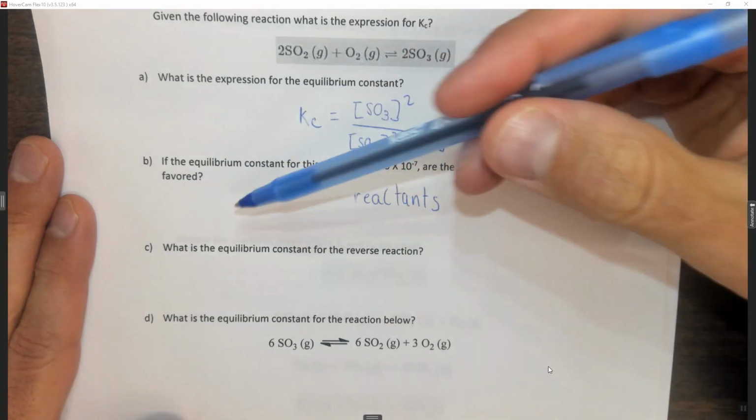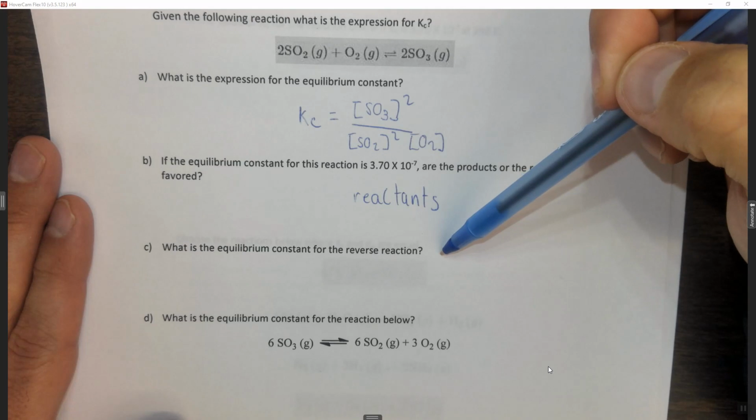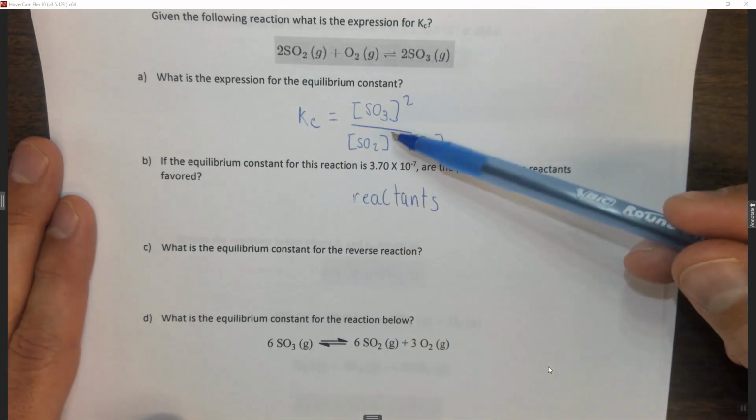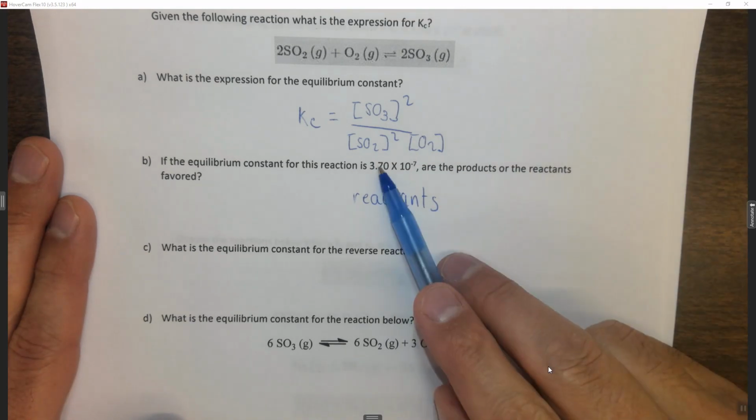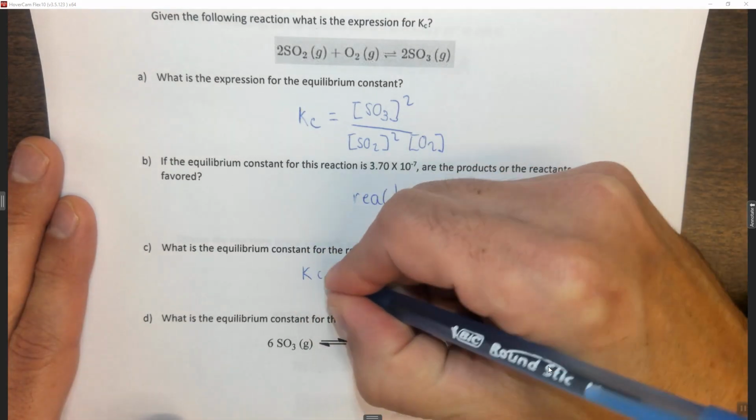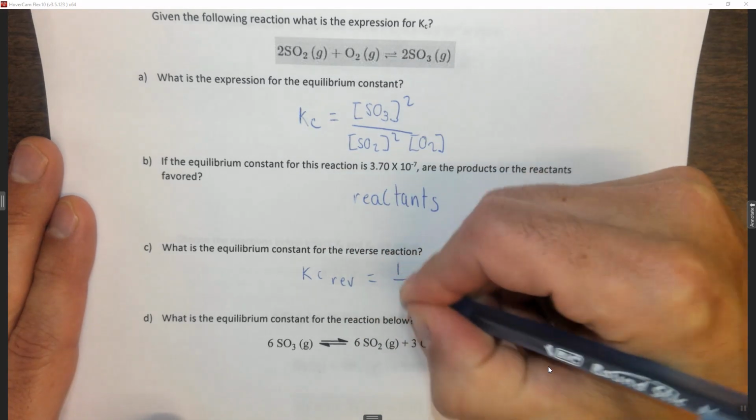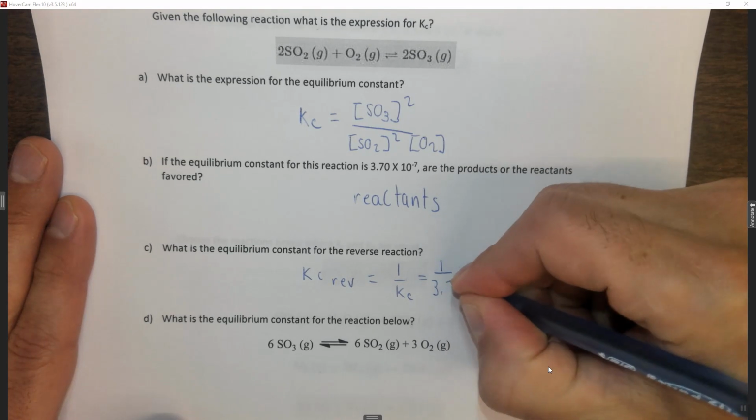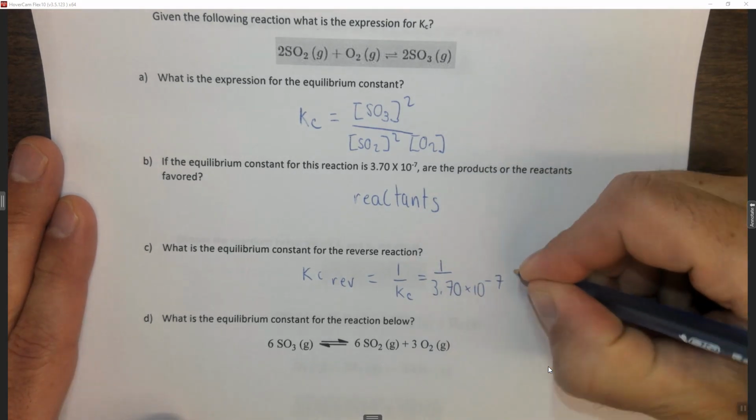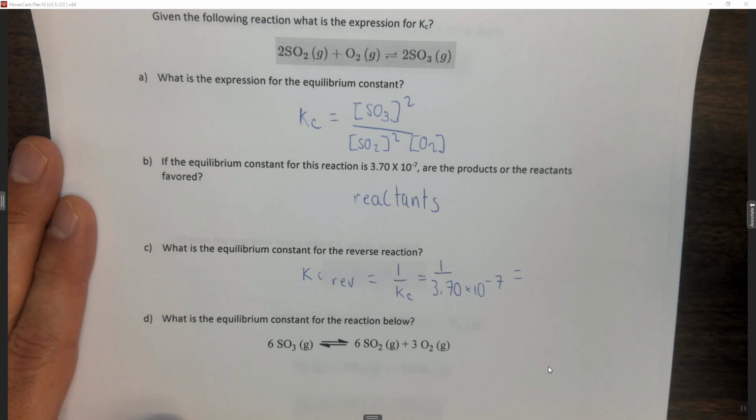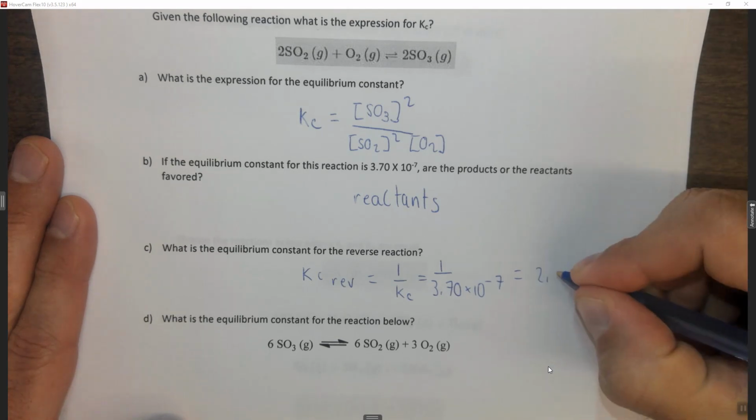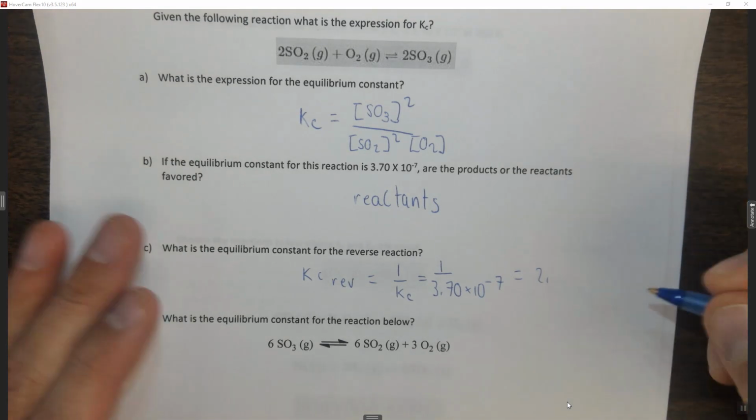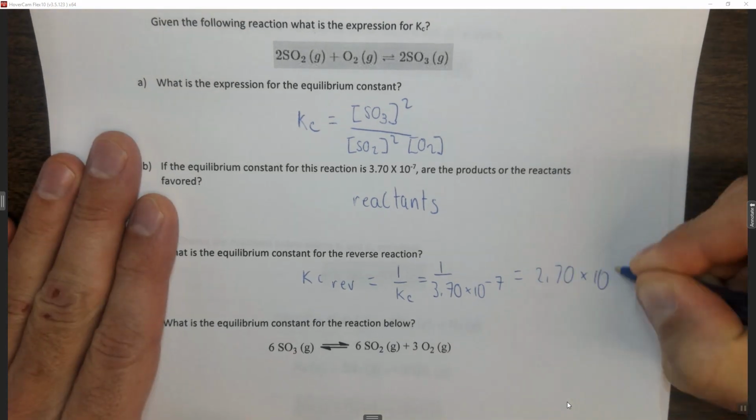Next question, it says, what is the equilibrium constant of the reverse reaction? Well, for the reverse reaction, this is the reactant and these are the products. Said another way, the Kc value would flip. So if you know the Kc, the Kc of the reverse is 1 over the Kc. In this case, it's 1 over 3.70 times 10 to the minus 7. And when you do that math and you take it to three significant figures, you get 2.70 times 10 to the 6th.